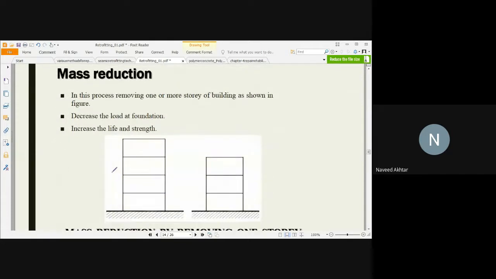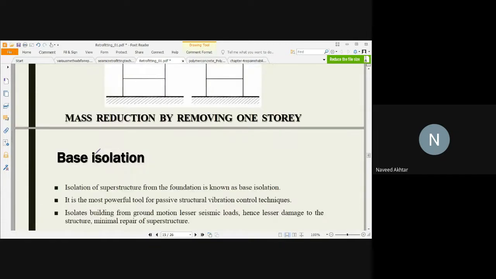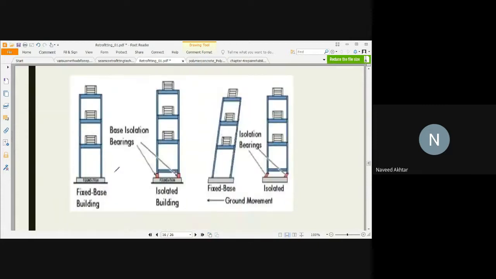Mass reduction can reduce the mass, and there is also the base isolation technique for the building structure. You can see here, if you provide base isolation to the structure, the verticality of the building will remain the same. Otherwise, if you do not provide it, then there is vibration in the building, and the building will move like a pendulum.